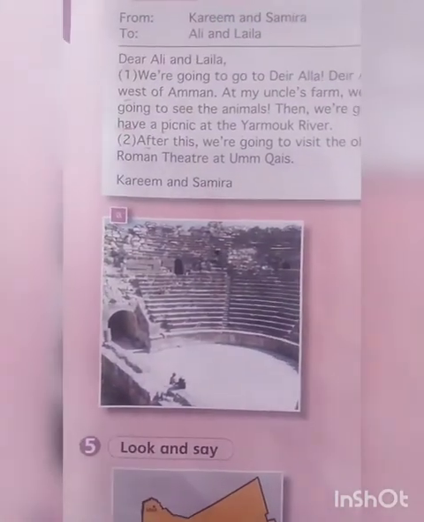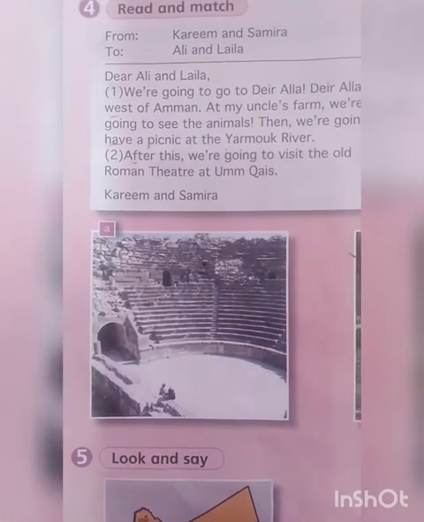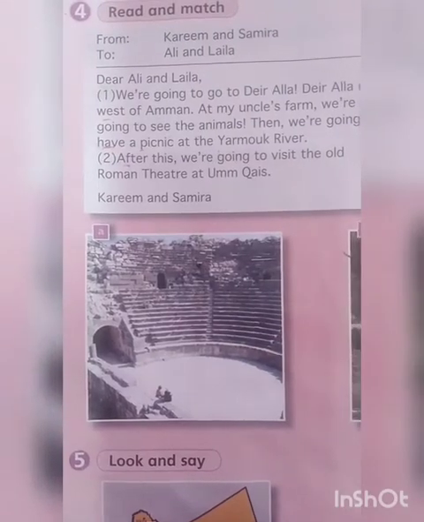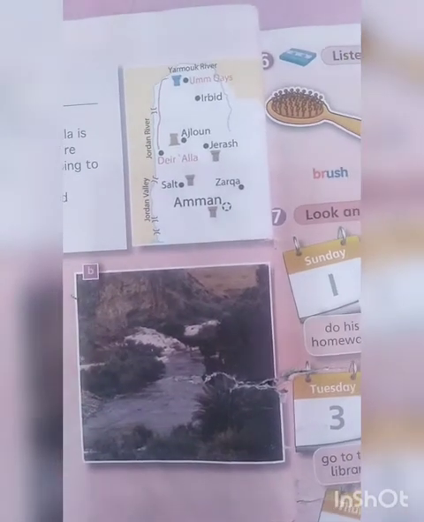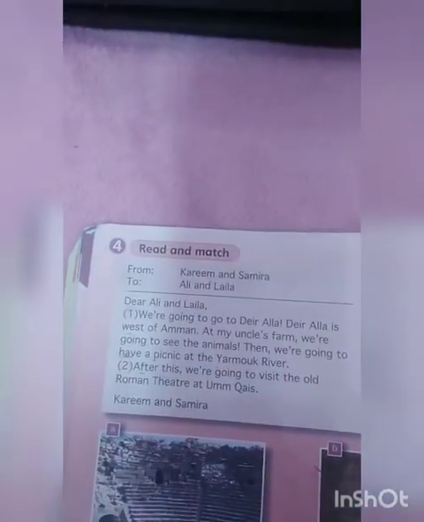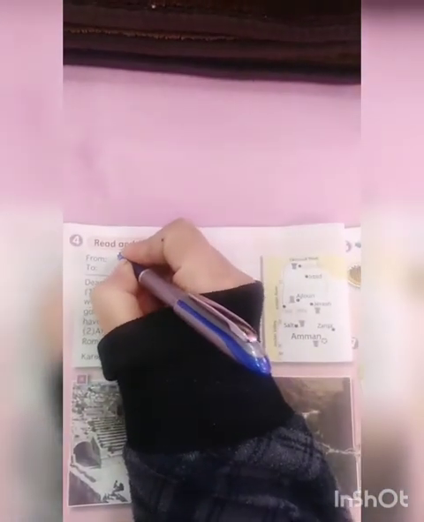Picture number A. What's this? What do we call it? It is the Roman theater. And what about this picture? It's the Yarmouk River. River means نهر. نهر اليرموك. This is a letter from Kareem and Samira من كريم وسميرة to Ali and Layla. So that from means من, to إلى.